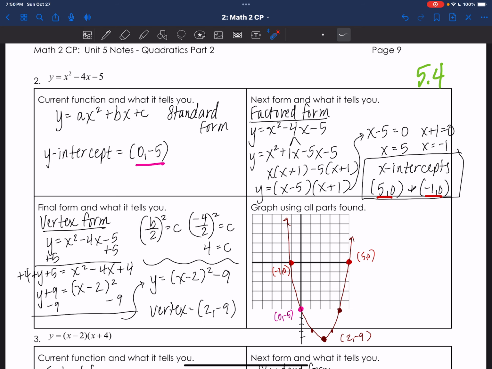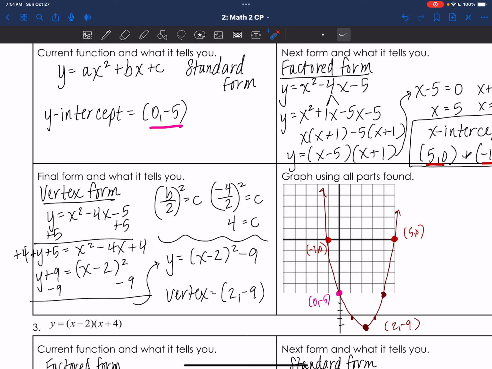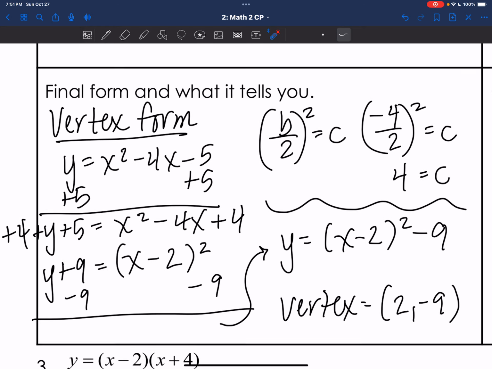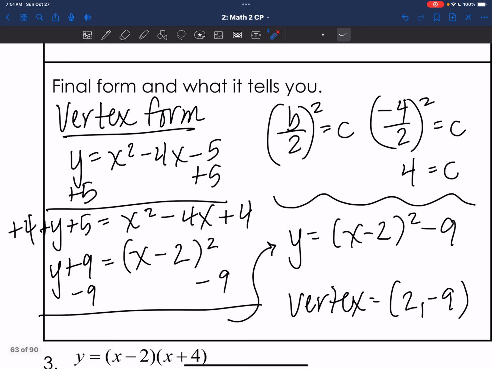Now, to put it into vertex form, this is where you've got to complete the square by going ahead and taking your standard form. And this one, since it's -5 here, we need to add 5 to both sides. And you're going to get y plus 5 equals x squared minus 4x plus 4.